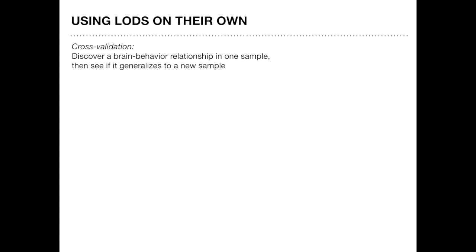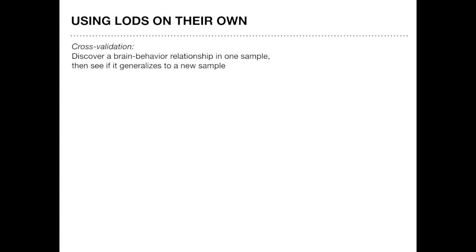And what kinds of things can you do with this data? Well, I think the nice thing about these large sample sizes is that they allow us to be a lot more rigorous in our statistics. So they allow us to try to discover a brain behavior relationship in one sample and then immediately see if it generalizes to a new sample, without having to go through months or years of extra data collection, at least initially. And this is something we call cross-validation. You're probably familiar with this.